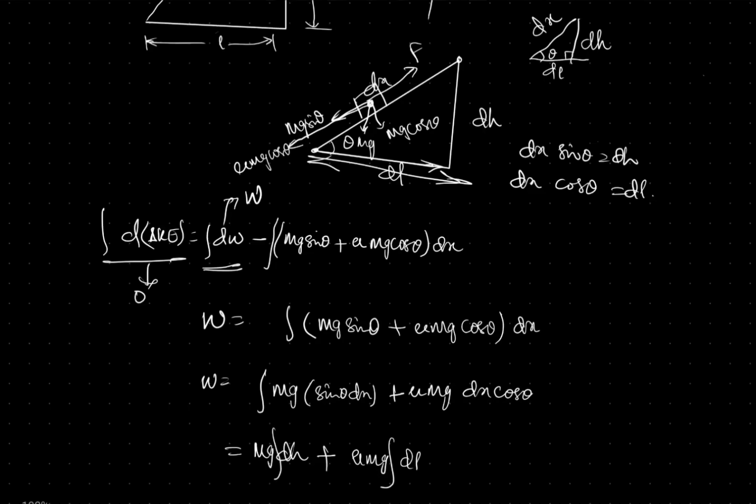Integrating this, initially the height is 0 to h, and the distance moved in the horizontal direction is 0 to L, so it will be mgh plus mu mgL. This is the work done we needed. So this is the work done by the force, that's the energy stored.